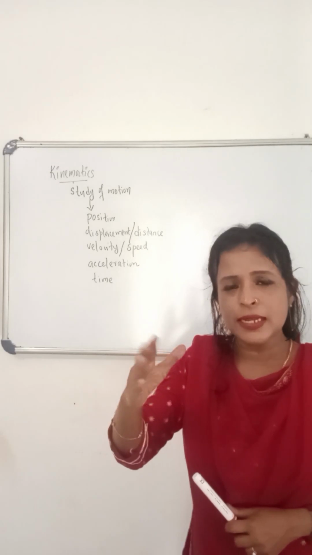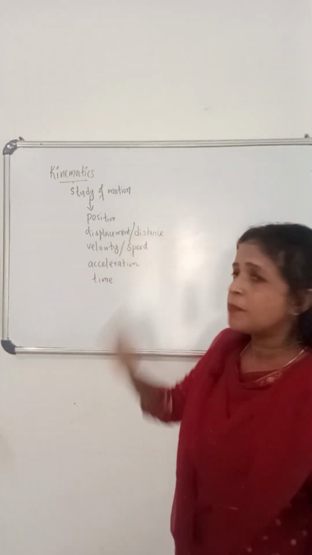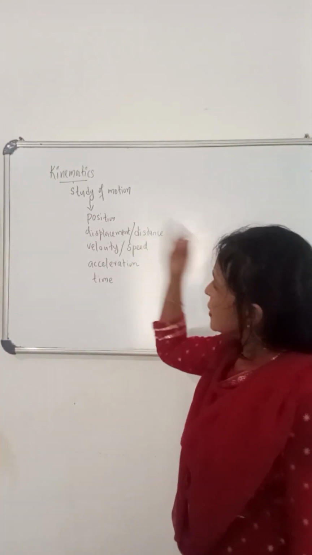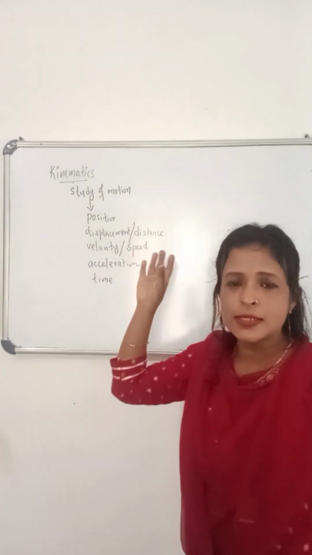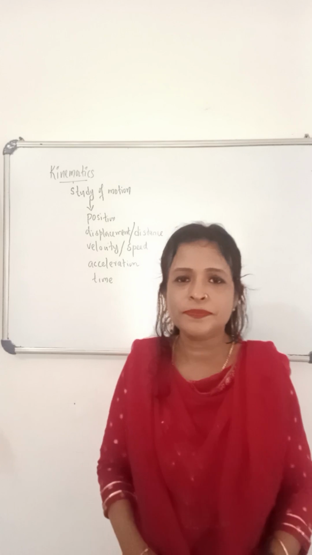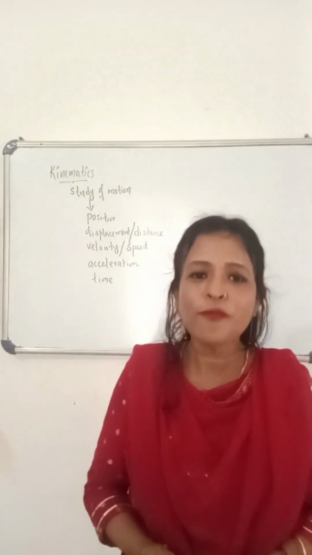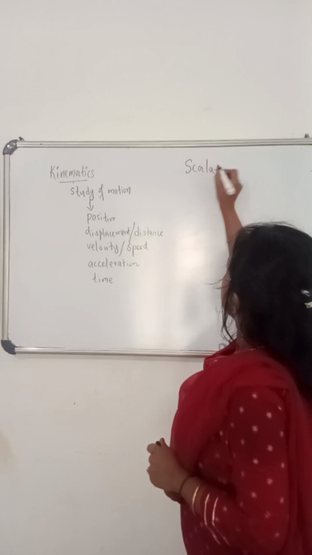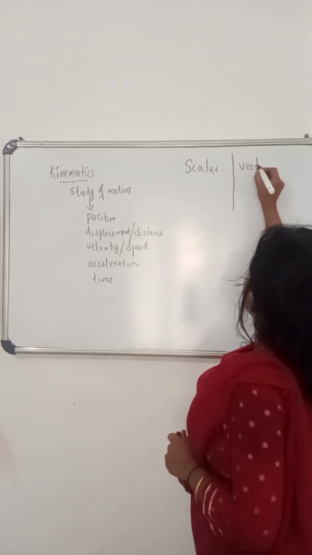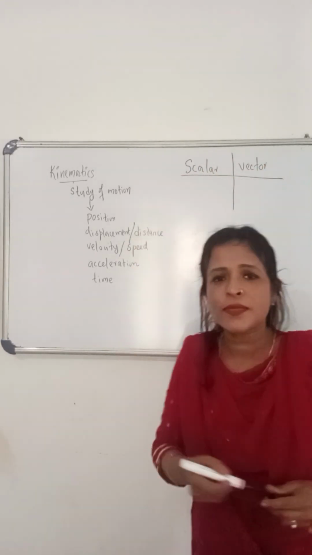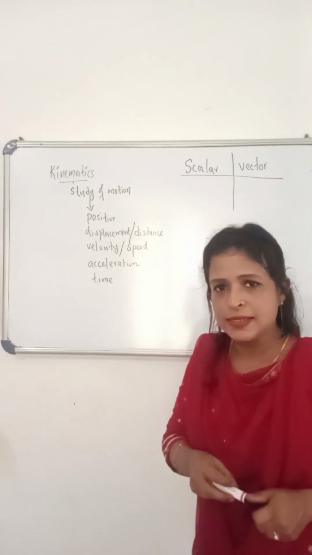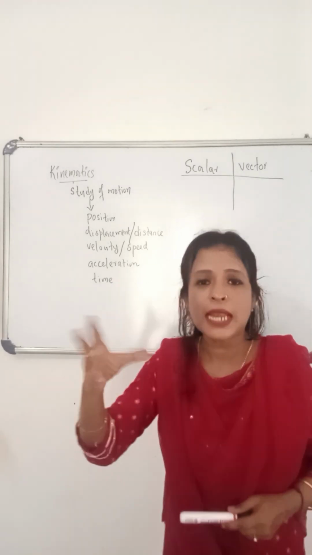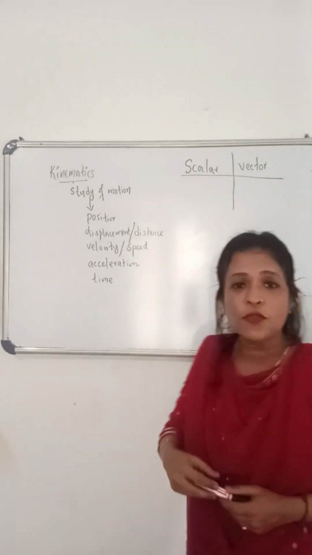What is the difference between velocity and speed, and displacement and distance? For describing these differences, we want to know what is scalar and vector. The measurable physical quantities. Measurable quantities are known as physical quantities. And physical quantities can be classified under the scalar and vector.